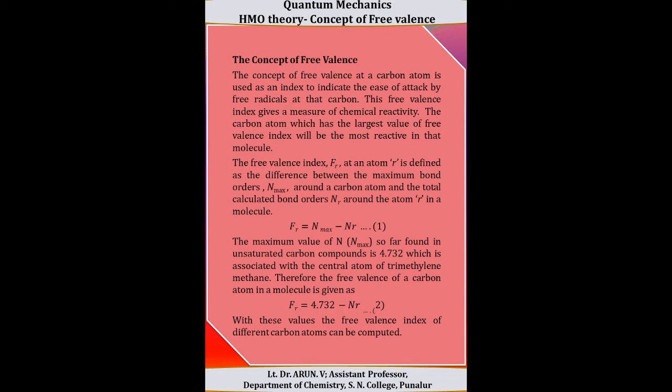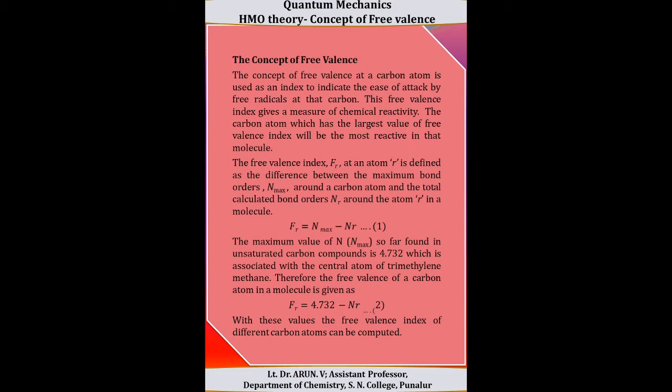The free valence index, which is represented by Fr at a carbon atom R, is defined as the difference between the maximum bond orders, that is Nmax, around a carbon atom and the total calculated bond orders, that is Nr, around the atom R in a molecule. That is Fr equals Nmax minus Nr.